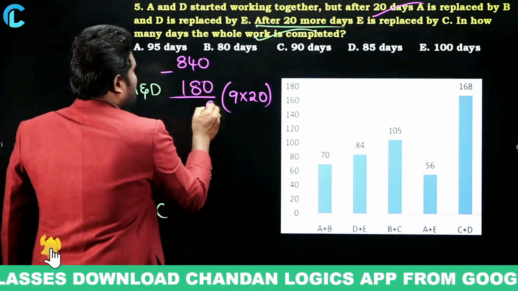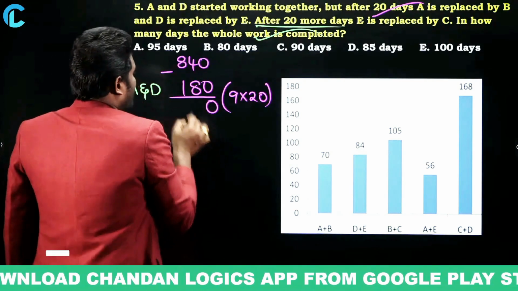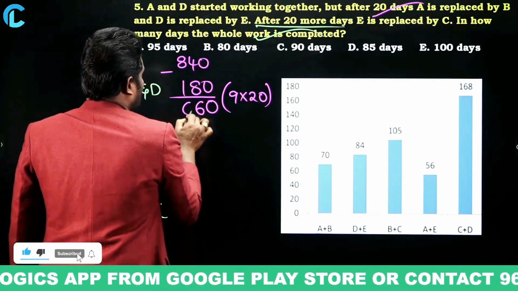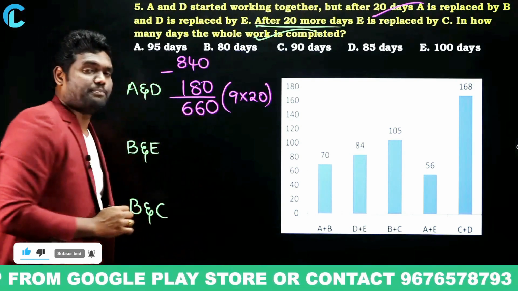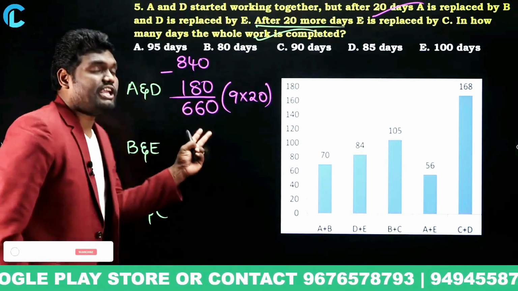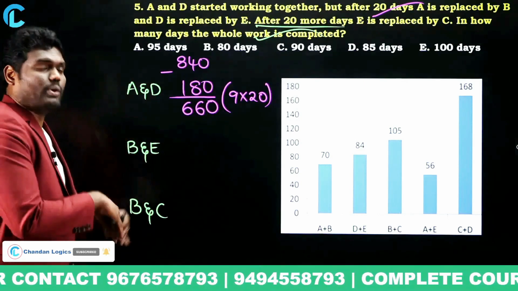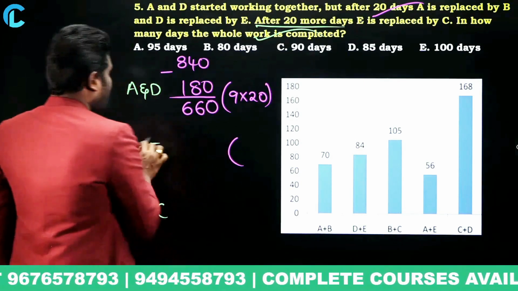Okay. Now when we subtract, the remaining will be how much? 14 minus 8 is 6, and 7 minus 1 is 6. So the remaining balance is 660. Now this 660 units of work is done by B and E in the next 20 days.